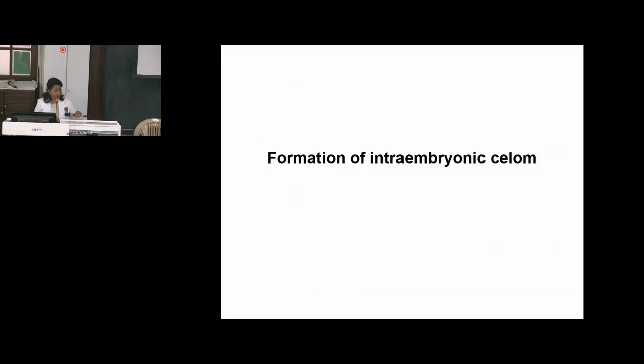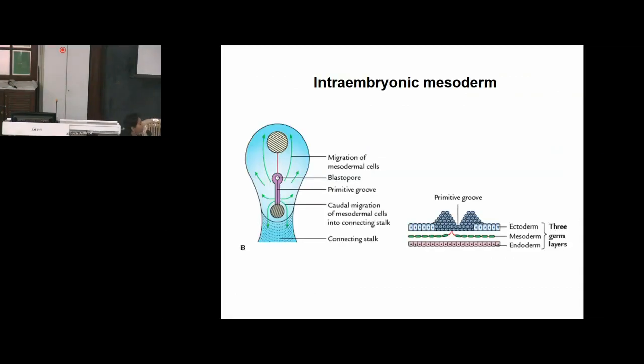So in short, we'll just revise the formation of intraembryonic mesoderm, how it forms and how the space develops there. Developing embryo, right? Cranial end, caudal end. Here, what is this? Precaudal plate. And what is this? Cloacal membrane. This is the connecting stalk. So after formation of the primitive groove, the primitive streak and all, it induces formation of the middle layer, that is the mesoderm. So here, the trilaminar disc is formed.